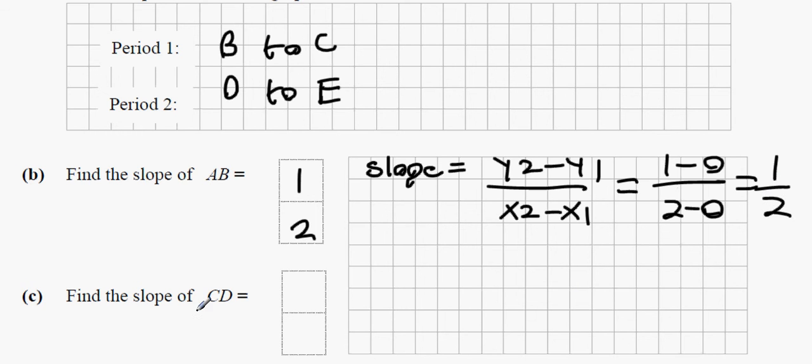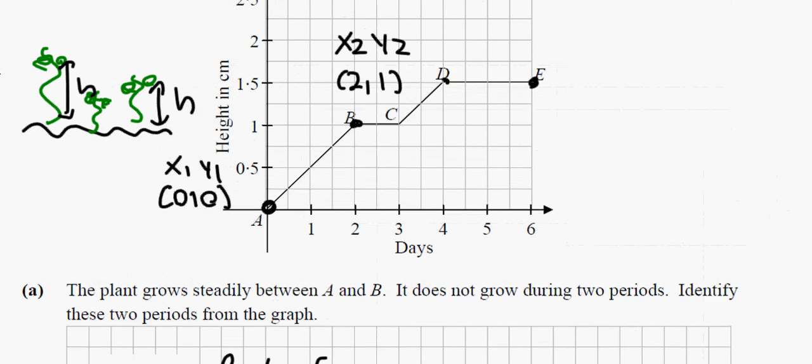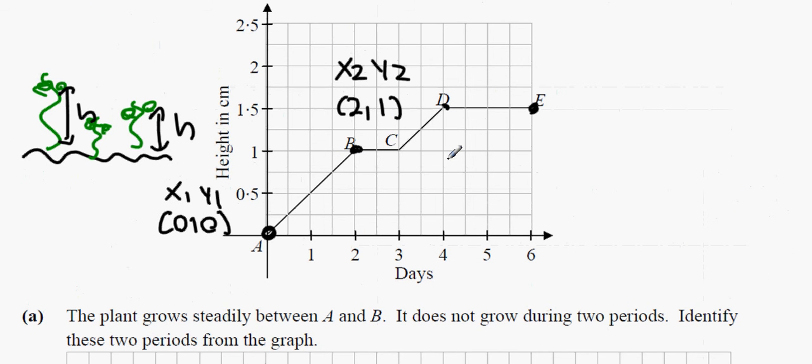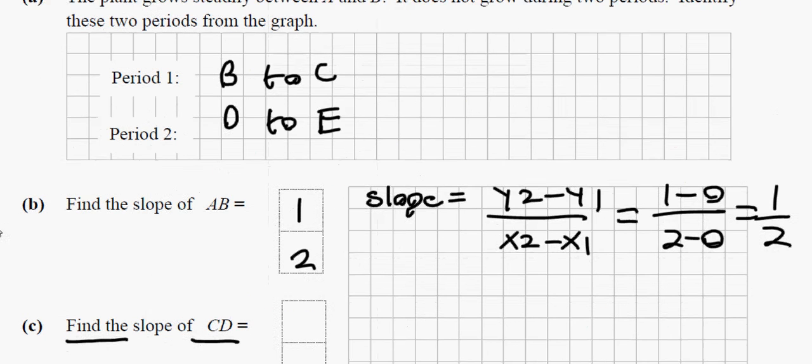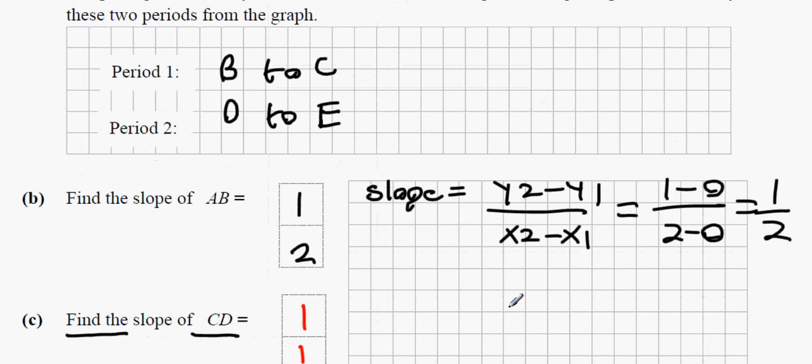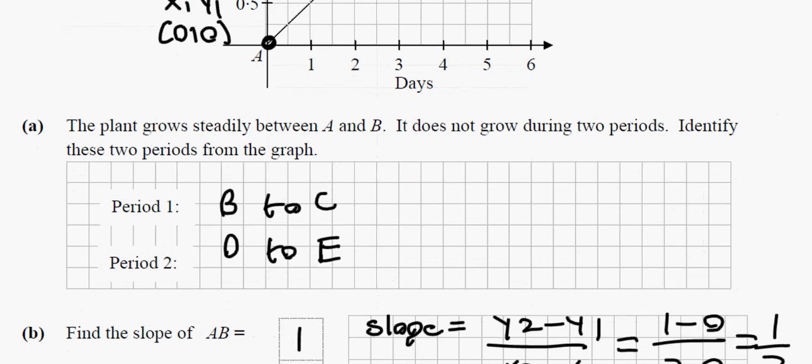Now we need to find the slope of C to D. Once again, we're going to do rise over run. It goes 1 to the right and 1 up into the air. So rise over run: the rise is 1, the rise goes 1 up in the air. The run goes 1 to the right. So it's going to be 1 over 1. Okay. We could also do the slope formula for this.